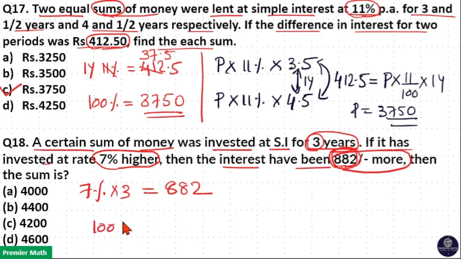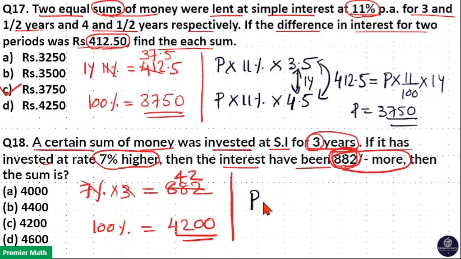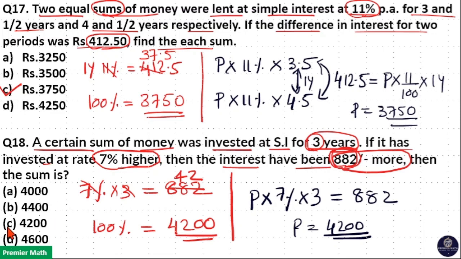That is, for 3 years at 7% rate, interest received is 882. Then 100% is the sum here. 7 into 3 is 21. 21 goes 4 times in 88. Remaining is 4. So 21 goes 2 times in 42. So 1% is 42, means 100% is the sum. 100% is 42 into 100, 4200. That is, let us consider sum as P here. So principal P at 7% per annum for 3 years, interest received is equal to 882. Then P is equal to 4200. So option C is your answer.